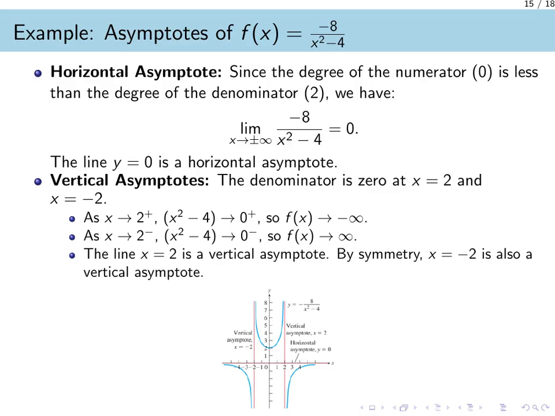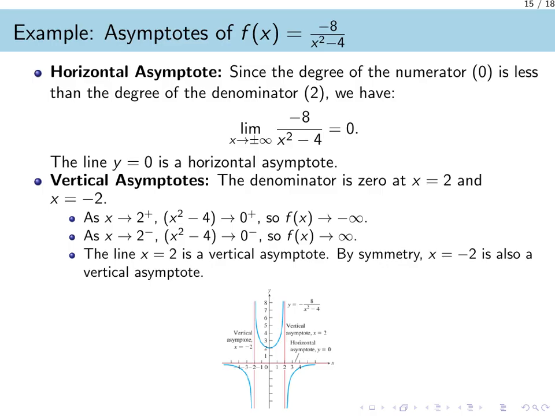Now I will walk through a complete example of finding both horizontal and vertical asymptotes for a rational function. First, for the horizontal asymptote, we examine the limit as x goes to positive or negative infinity. Because the degree of the numerator is less than the degree of the denominator, the limit of the function is 0, which means the line y equals 0 is our horizontal asymptote. Next, vertical asymptotes occur where the denominator is 0, which for this function happens at x equals 2 and x equals -2.